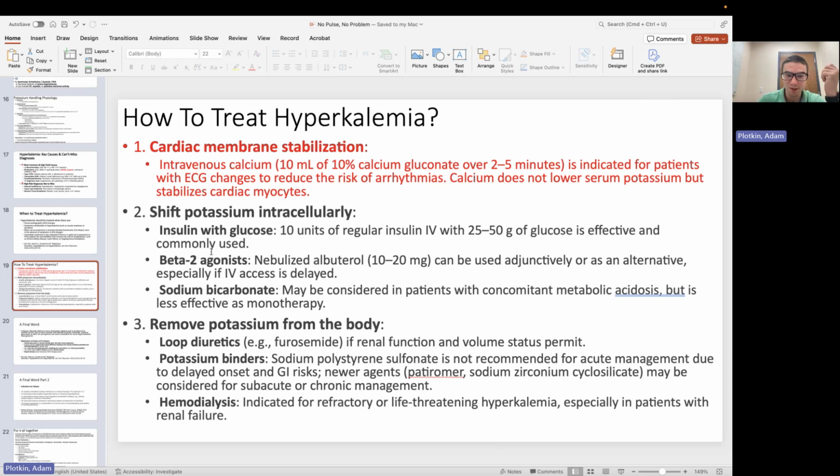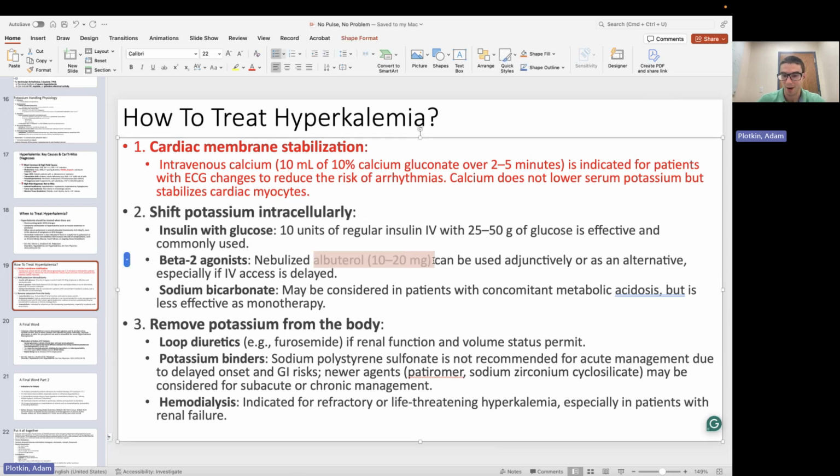Okay. Beta 2 agonists also upregulate the sodium potassium ATPase, but man, we have to give a huge amount of nebulized albuterol. Okay. This would be an effective option, like if we can't get IV access for some reason and we can't then give regular insulin, right? Regular insulin is only given via IV. So this would be a great option if we can't give IV regular insulin for some reason.